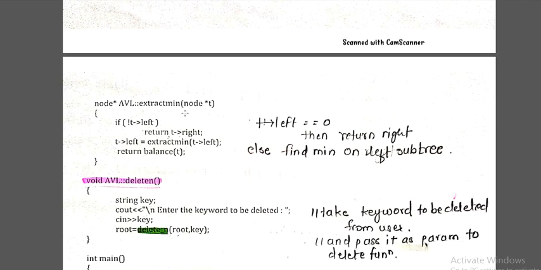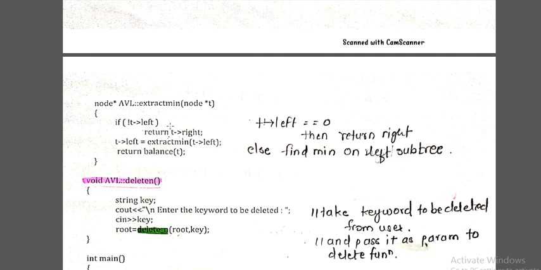The next one is extract min. This extract min we have also applied over here. To calculate it, we have to check the left subtree, because the minimum we always find in the left. If T's left is equal to null, meaning there is nothing in the left, then you have to go towards the right and find it in the right.